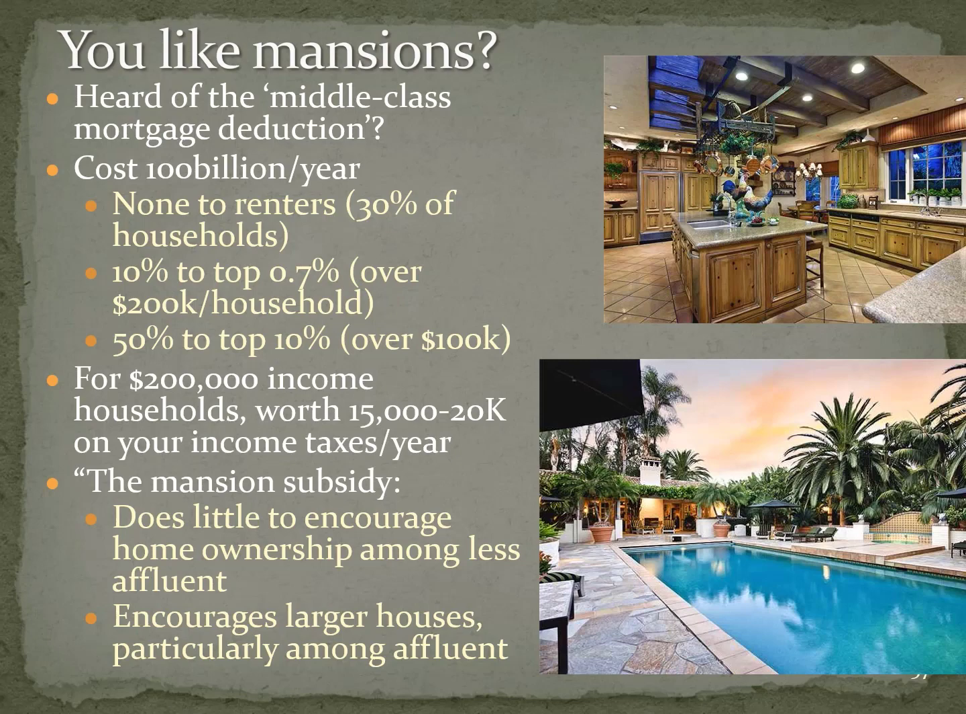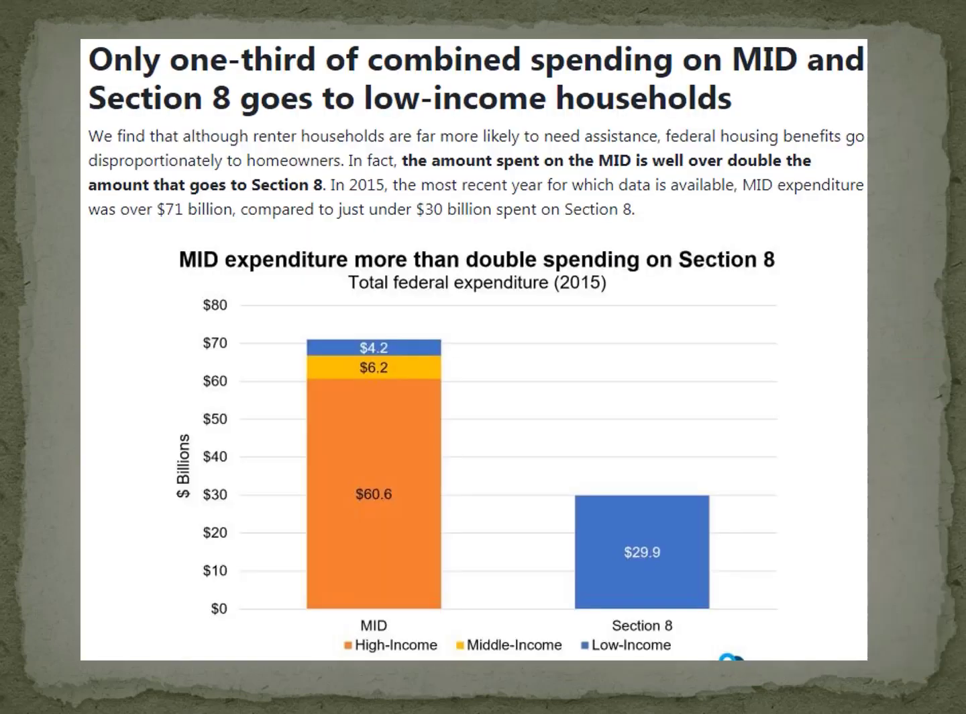And what it does is it encourages larger houses, especially among the affluent, because the more expensive the house that I buy, the bigger the check I'm going to get on my taxes. It doesn't incentivize homeownership as it was originally designed to do. And actually, it rewards the already affluent that can already afford to buy houses. This is just to show you another example of what I'm talking about.